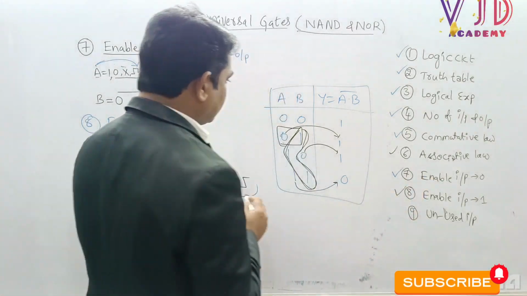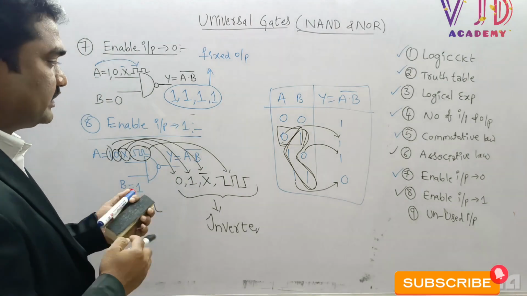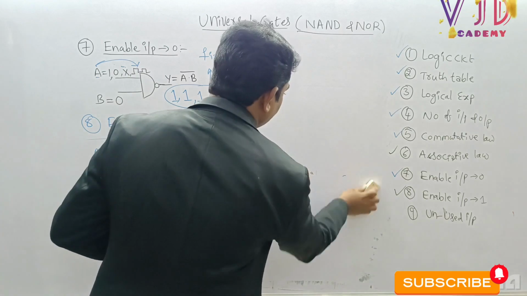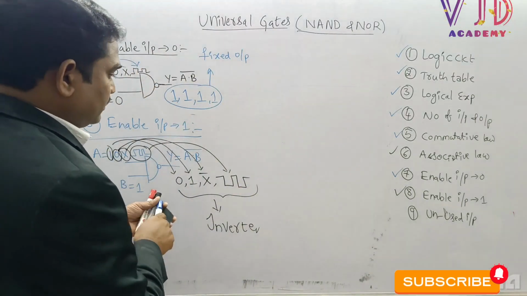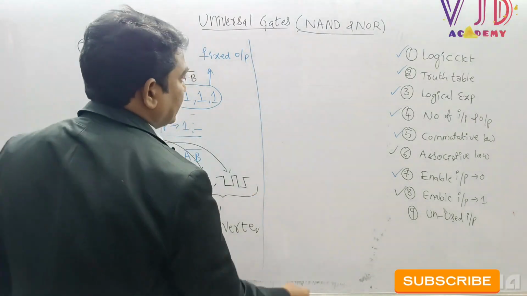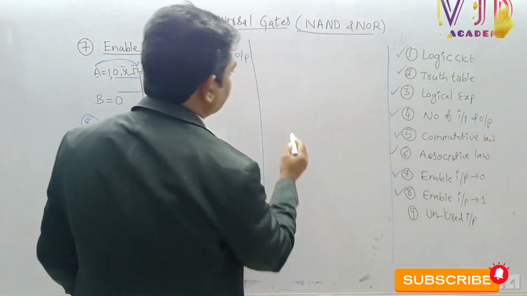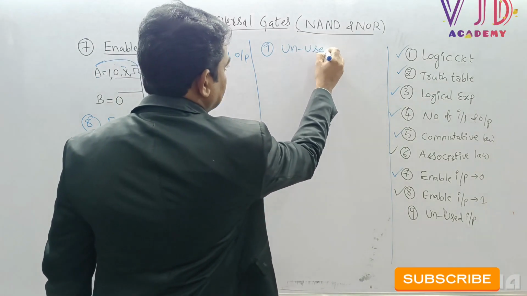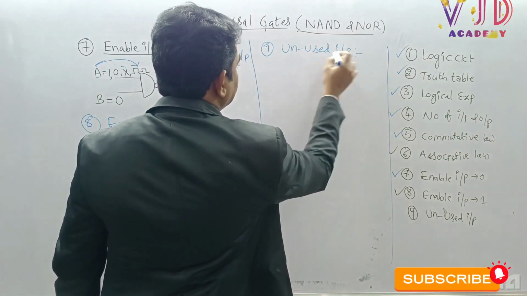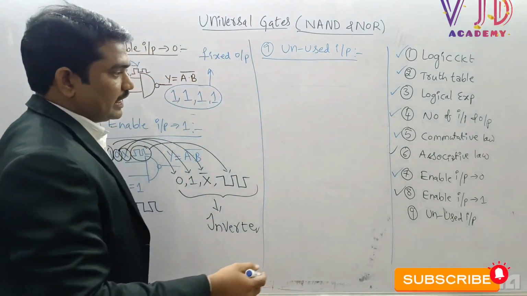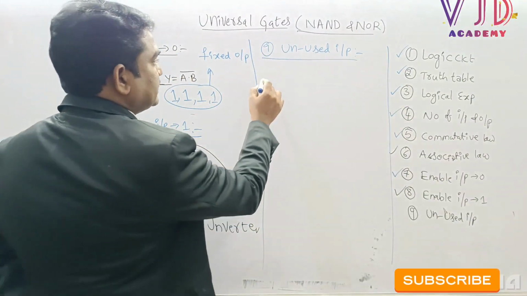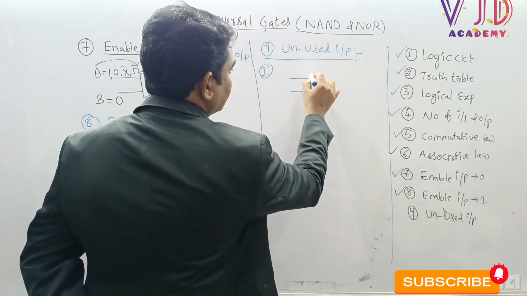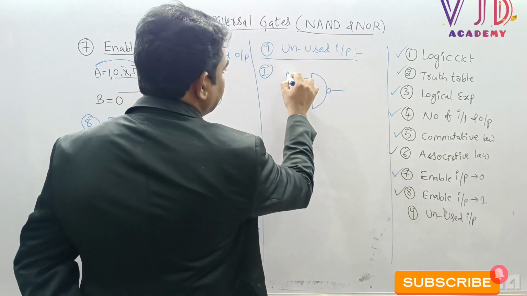The leftover condition is the unused input condition. Now let us try to understand the unused input condition, the ninth point. We have seen the AND gate unused input conditions. The similar case here, we have 3 cases. This is the NAND gate with inputs A and B.